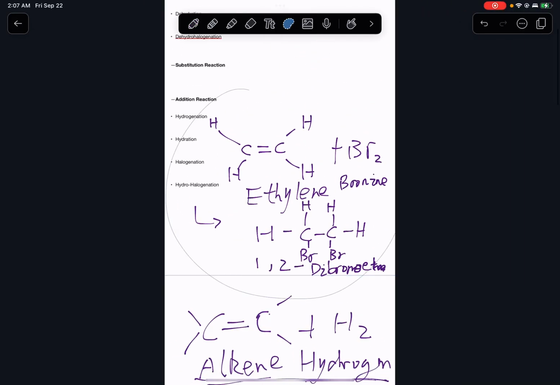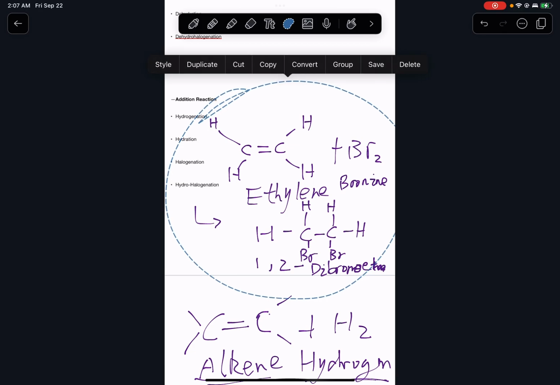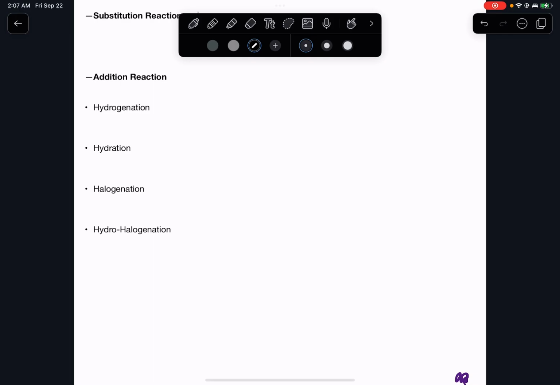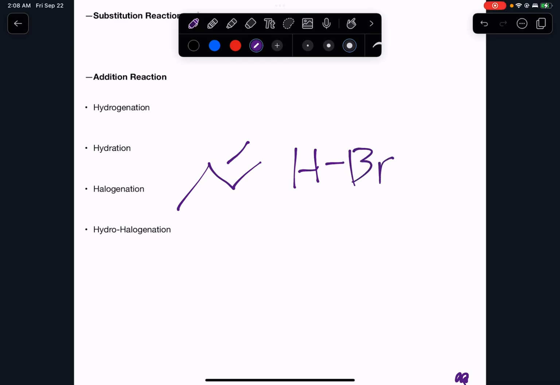Next, last but not least, we have hydrohalogenation, which might have confused many students. What makes it so different from the previous one? Right now I'm going to give you an example. Let's start with 1-butene reacting with hydrobromic acid. What's going to be the major product in this reaction?